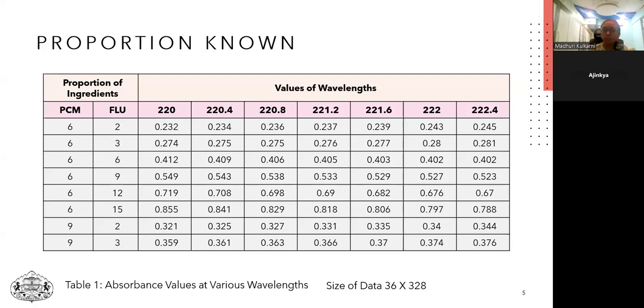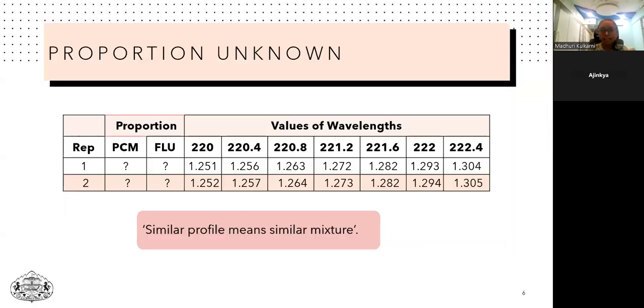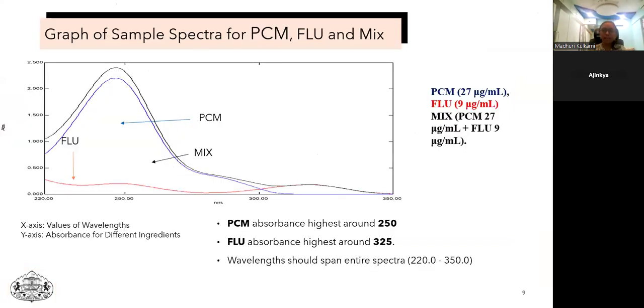And therein the knowledge of the collaborator came in handy. He helped me in understanding the problem. So here we studied the way the absorbance is happening for different ingredients. If we consider only one ingredient at a time, you can look at this graph from 220 to 350. The blue one is PCM, the red one is flu, and the black one is the mixture. Sorry, the arrows are wrongly placed.